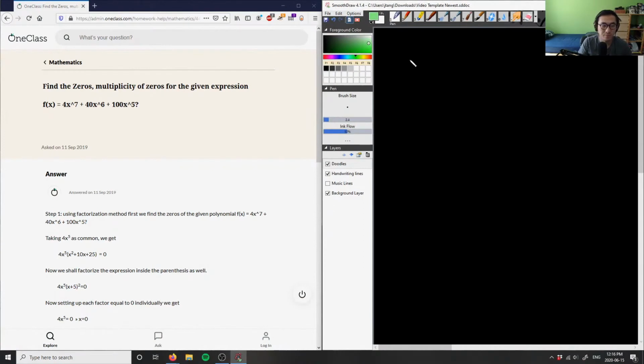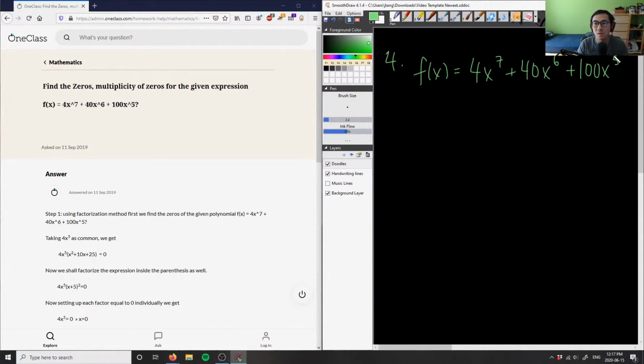This is number 4 here. Number 4 is asking us to find the zeros and multiplicity of zeros for the given expression. So f of x is equal to 4x to the power of 7 plus 40x to the power of 6 plus 100x to the power of 5. So we first want to find the zeros.